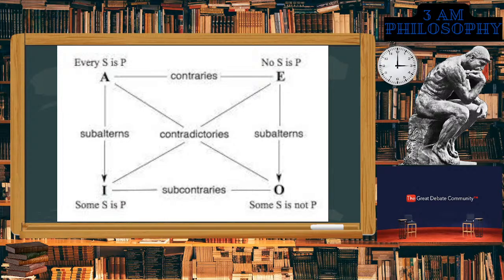So let's look at this. A is true, I is true. Yes, some theists believe God exists. E is false. There are no theists that don't believe God exists. And O, if this is true, that has to be false. So some theists believe God does not exist has to be false, right? So both of these are false. E and O are false, which makes sense, right? And A and I are true.